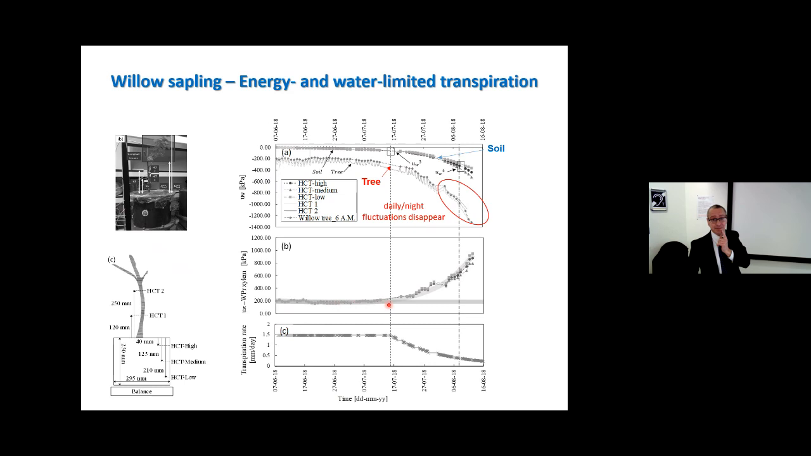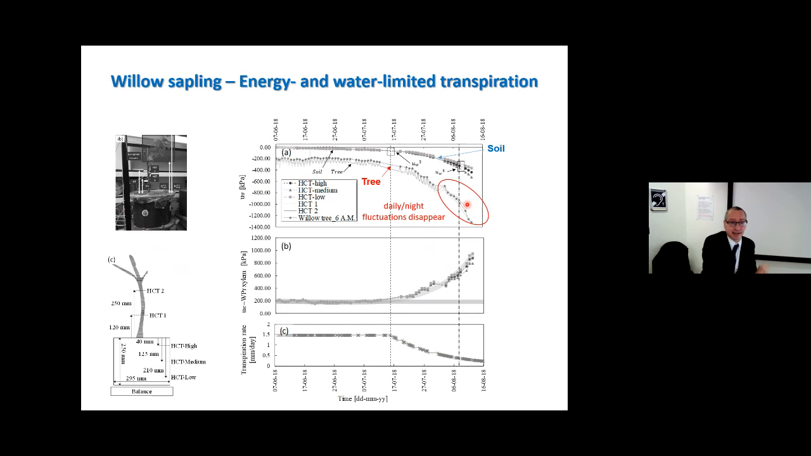When the transpiration goes down because the plant is struggling to suck up water, the plant is trying to cope with it by increasing the suction in the leaf and then opening up the differential between the two. You can also see that at the very end, the fluctuations are disappearing because the stomata are closing. So at this point, you don't have any difference between day and night.